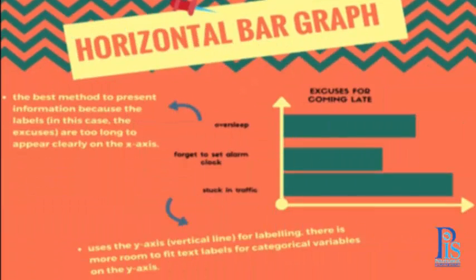Next, horizontal bar graph. It is the graph that can go across and uses the y-axis, which is the vertical line, for labeling. Therefore, there is more room to fit text labels for categorical variables on the y-axis. Besides, this graph is the best method to present the information because the labels, which in this case are the excuses, are too long to appear clearly on the x-axis.